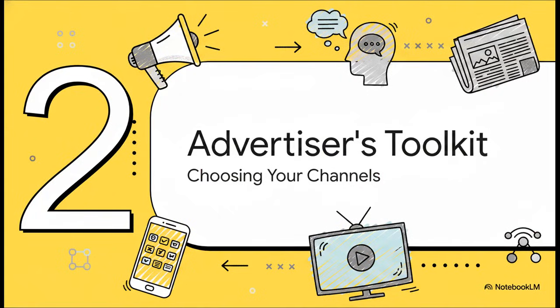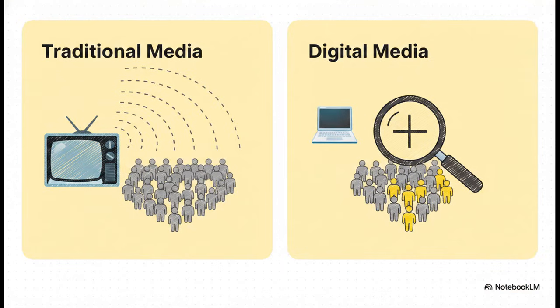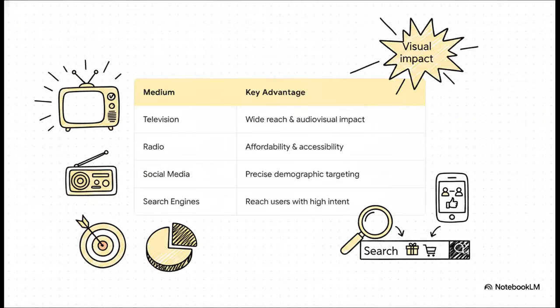Okay, so you know your goals. Now let's look at the tools you get to play with. How are you actually going to get your message out into the world? So your toolkit is basically split in two. On one hand, you've got traditional media, the heavy hitters like TV and radio that can reach almost everyone. On the other hand, you've got digital media, which is all about precision targeting and being able to measure every little thing. And what's really key to understand here is that there's no single best option. It's all about the right tool for the right job.